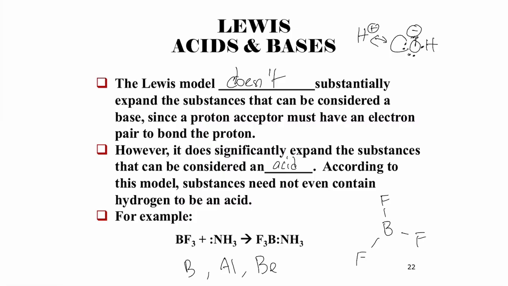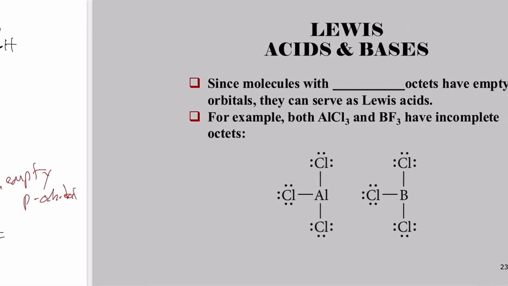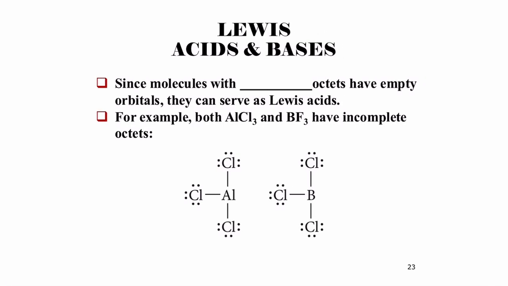Well, boron is happy like this, and what it does is keep an empty p orbital. That empty p orbital can then accept lone pairs. Because this orbital doesn't have any electrons in it, it can accept and interact with these lone pairs. And so with insufficient octet molecules, you can act as Lewis acids.